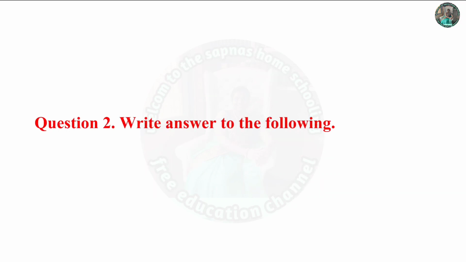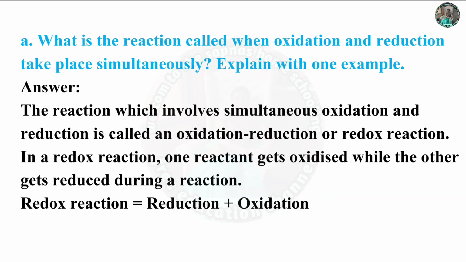Question 2. Write answer to the following. A. What is the reaction called when oxidation and reduction take place simultaneously? Explain with one example. Answer. The reaction which involves simultaneous oxidation and reduction is called an oxidation reduction or redox reaction. In a redox reaction, one reactant gets oxidized while the other gets reduced during a reaction.